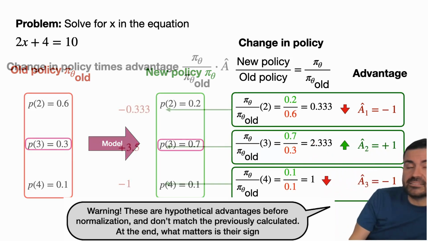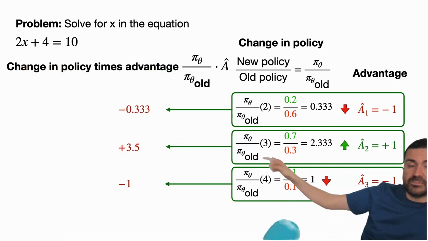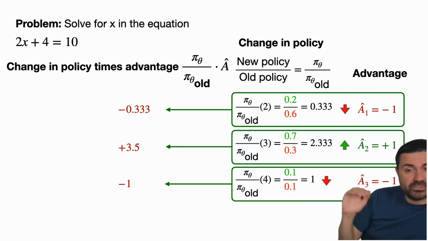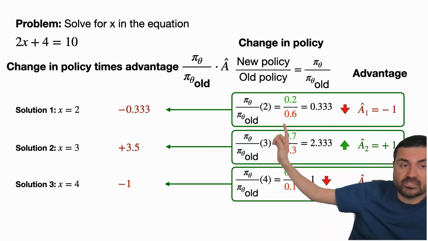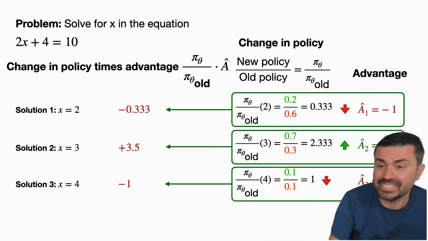And then we get something like this. Negative numbers for the first and the third, because we want those to decrease, and a positive number for the good one, the second one. Recall that these are for the solutions x equals 2, x equals 3, and x equals 4.